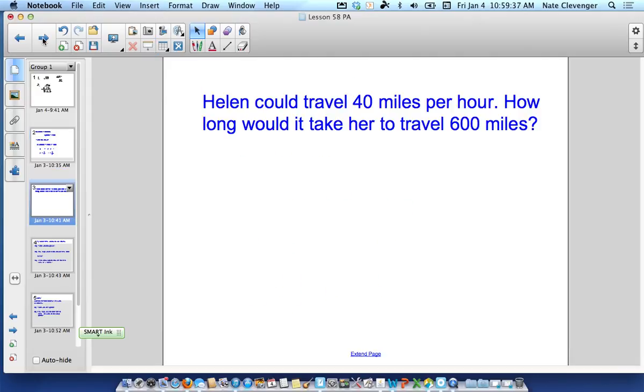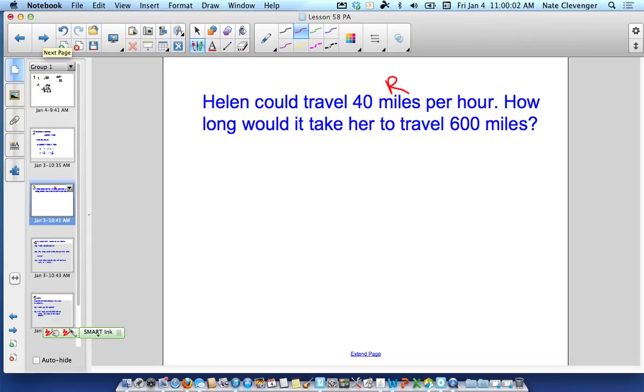So let's see how this works. Helen could travel 40 miles per hour. What is that? Is that a distance? Is that a speed? Or is that a time? That is a speed. It's a time. It's a time because it's per hour. Well, 40 miles per hour makes it a rate, doesn't it? Because you're comparing two things, and rate is speed. So I'm going to go ahead and put an R there for rate.